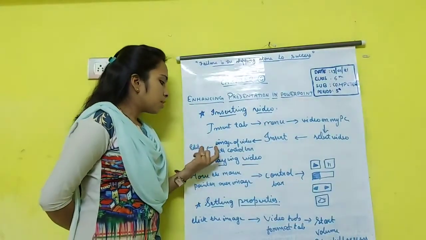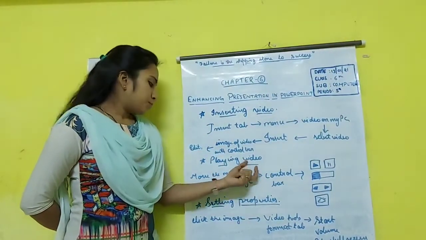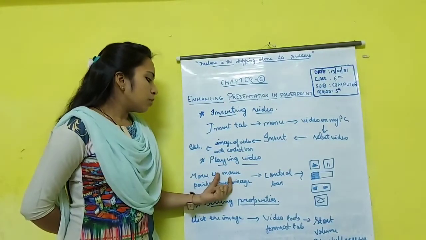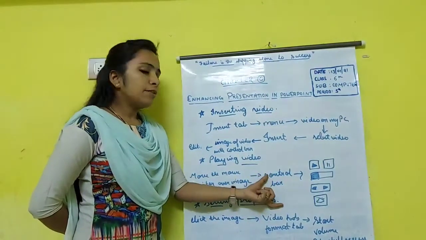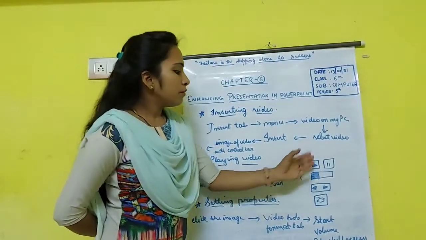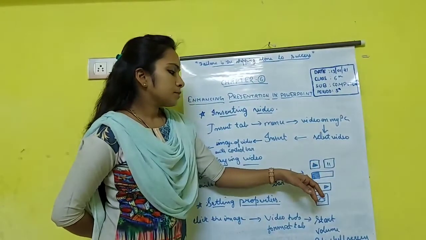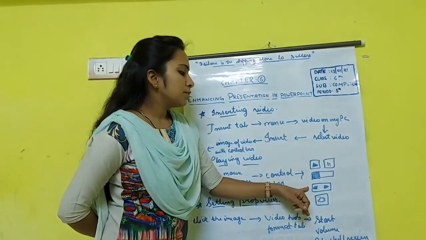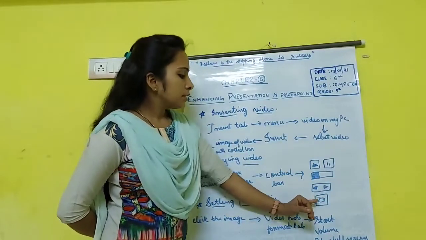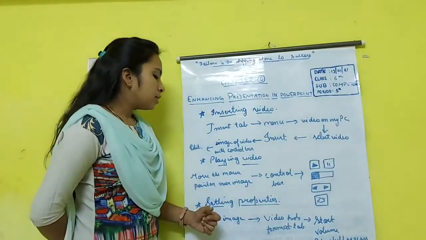Easy process. Then again, if you want to play the video, you will take your mouse pointer to the image. Then your control bar will be there, and there you will find these options. See, play, stop, for jumping to a specific part. This one for forward and backward. Then this one for adjusting the volume. These are the options you will get.